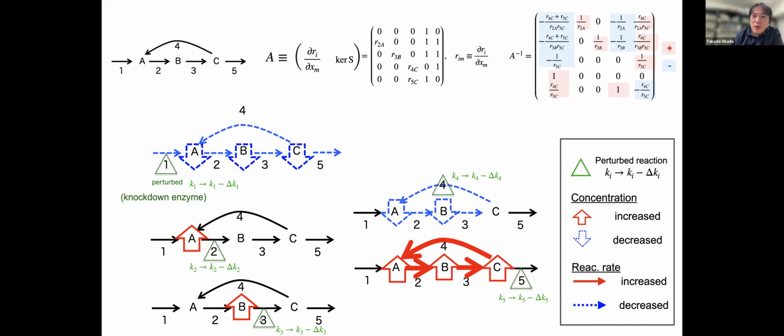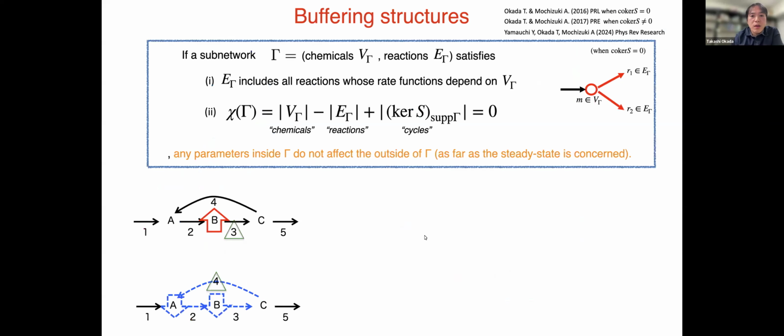It's similar for the perturbation to reaction 3. The perturbation to reaction 3 affects only B, the upward of the perturbed part, and the downward does not respond. But anyway, we can determine which part of the network exhibits non-zero responses from this matrix computation. And we found a general theorem that determines which part of the network will exhibit non-zero responses to a given perturbation. And here's the theorem.